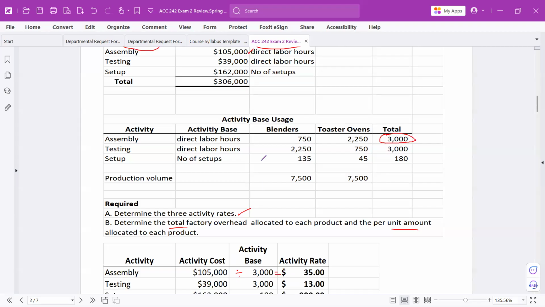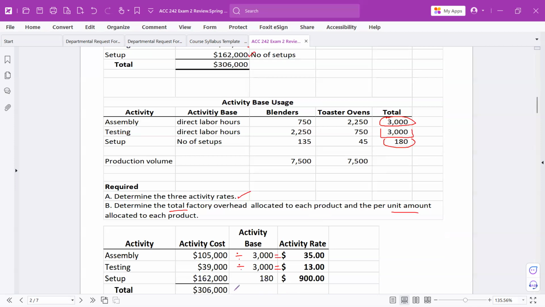Same thing for testing. $39,000 is the cost of that activity, and we're using the 3,000 direct labor hours. 39,000 divided by the 3,000 direct labor hours gives us an activity rate of $13 per labor hour. And lastly, we've got $162,000 for setups. We divide by all of the setups, 180 setups, and that gives us our rate of $900.